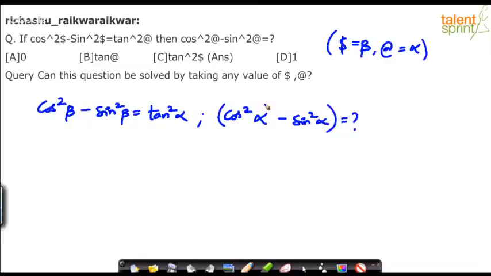So what do we do? Any suggestions? What's the best way? Answers are 0, tan alpha, tan square beta, or 1. Cos square beta minus sin square beta equals tan square alpha. Cos square alpha minus sin square alpha. If you divide, one minus tan square alpha.